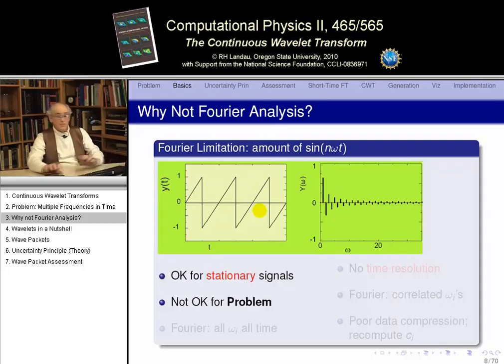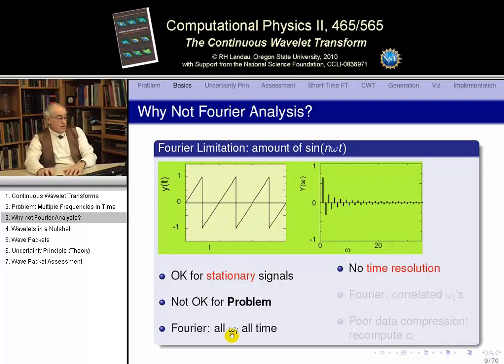The Fourier analysis was fine for what's called a stationary signal. In other words, a signal whose functional form is stationary in time. It may be a varying signal, but it doesn't change in form with time. But our problem's not like that. The form of the signal itself changes in time. Okay? So the problem with Fourier analysis is that these frequencies occur for all time. And if the signal doesn't, then it's not an appropriate tool.